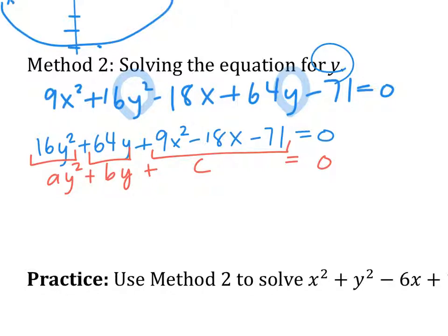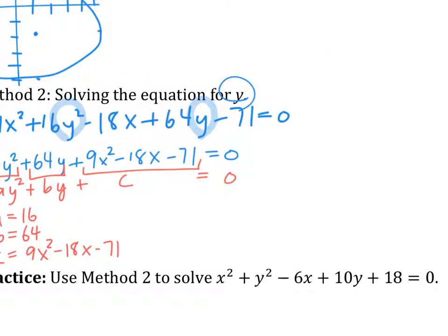Quadratic formula. Now, if you're going to do quadratic formula, what number is a? 16. What number is b? 64. What is c? Maybe 9 minus 18 minus 7. Yes. The whole thing is c. The whole thing is c. So now you're going to do quadratic formula. It's going to be a little bit crazy because of what c is. But it's okay. We can do it.